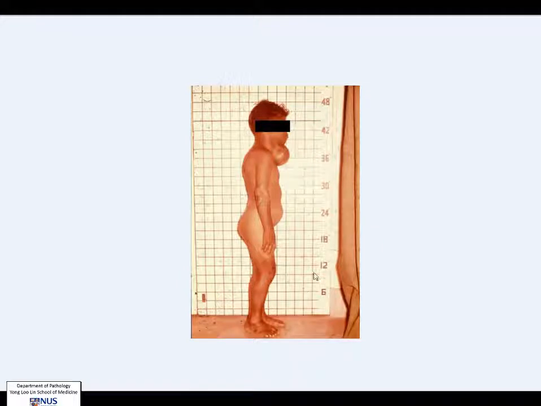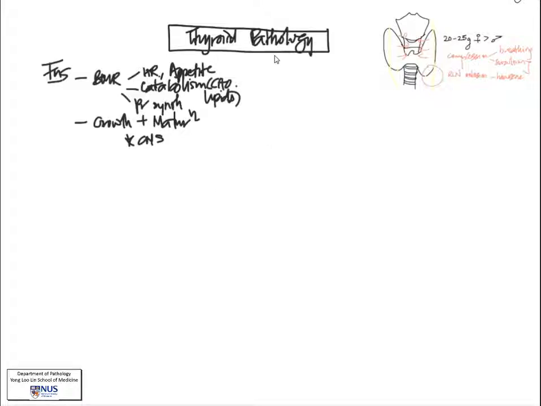This is an example of a picture, and you can see that the height is actually short. There is a very obvious goiter here. And usually these patients, as mentioned, will have mental deficiencies. So it is very important to pick up the state of hypothyroidism at birth so that the thyroid hormones can be given right at an early age to ensure proper growth and maturation.